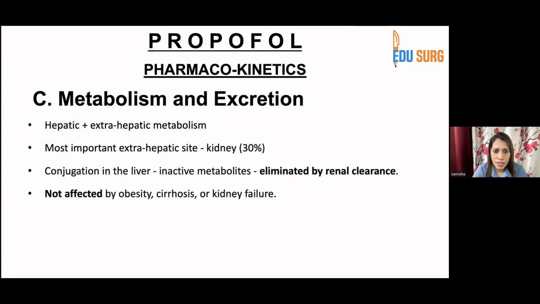Metabolism and excretion: it has hepatic and extrahepatic metabolism. The most important extrahepatic site is the kidney, 30%. Conjugation occurs in the liver, and inactive metabolites are eliminated by renal clearance, not affected by cirrhosis or kidney failure.